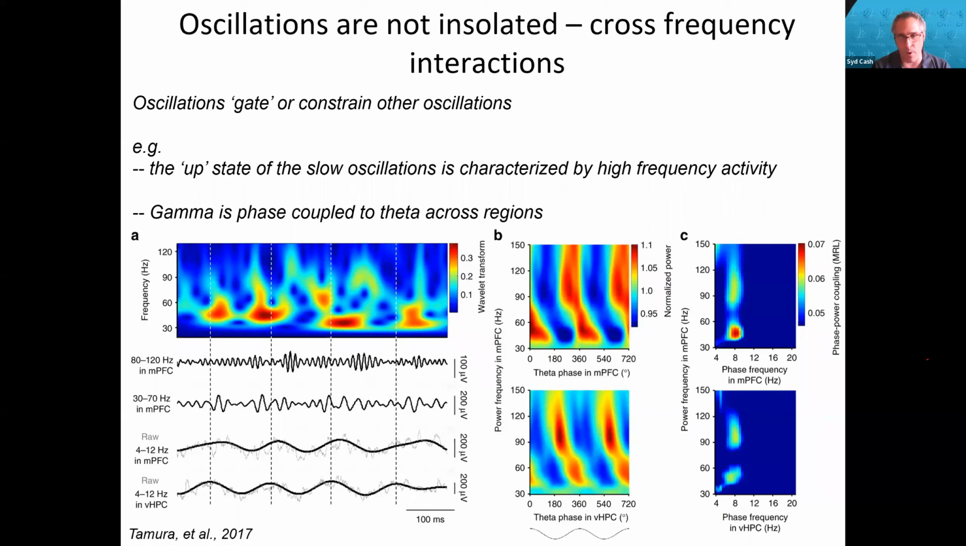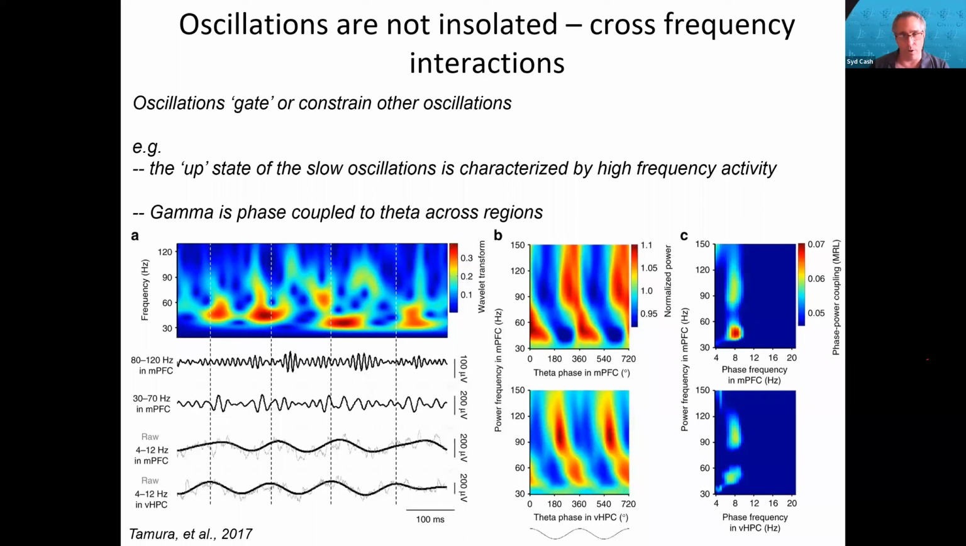And gamma has been well recognized, particularly in animal models but now in some human studies, to be phase coupled to theta across different regions. There's an example of this that I'm showing from a paper from Tamura from a few years back. On the bottom of the screen is some relatively slow activity in the theta band and near the theta band. You can see above that the gamma band is relatively phase locked, coming a bit after the peak of those theta waves. You get these little runs of gamma for 3 to 5 cycles or so. So there's a clear phase relationship between these different oscillatory mechanisms. And that's very well recognized across many different relationships.